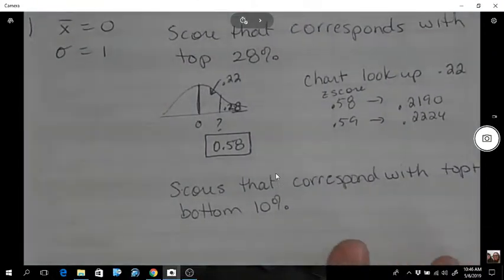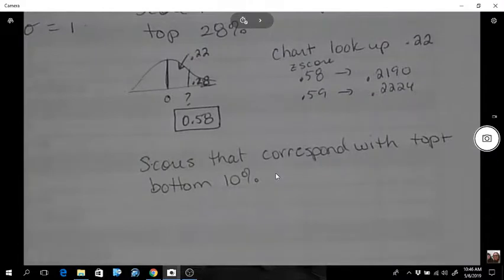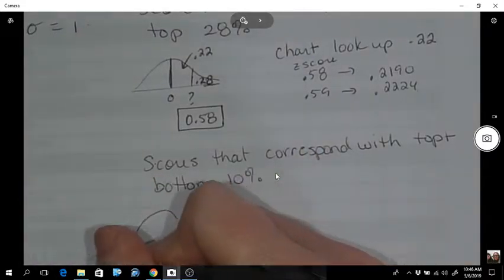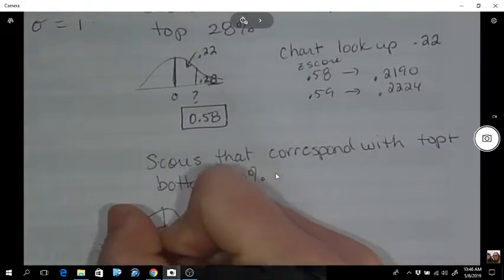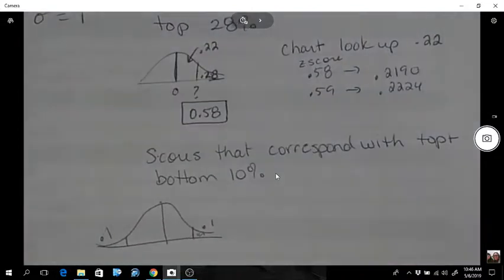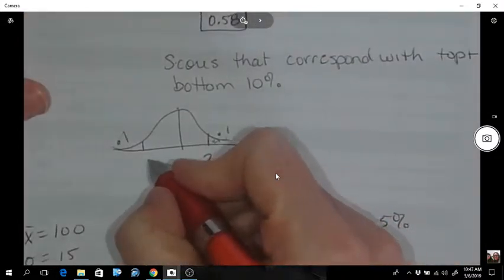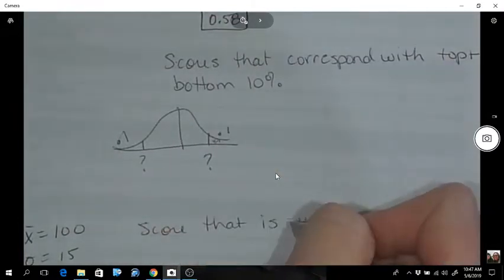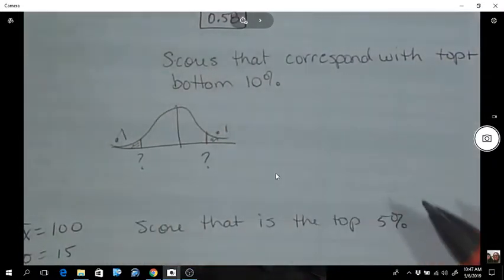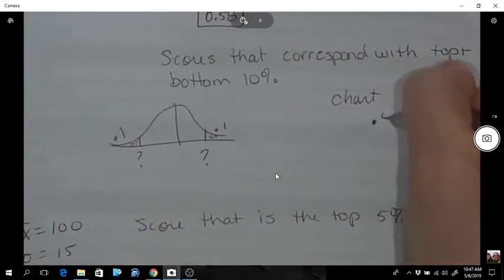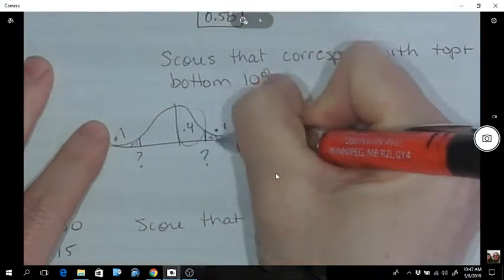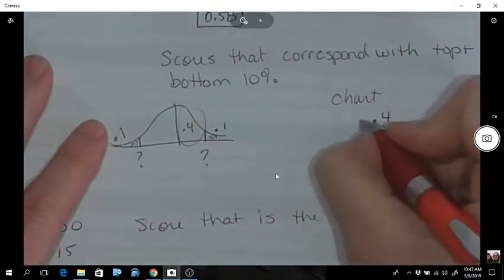Okay, find the scores that correspond with the top and the bottom 10%. Okay, so what are we looking for visually? So that's the visual of what we're looking for. And we're trying to find the scores that relate to that. So what are we going to look up in the chart? We're going to look up 0.4, right? Because if there's 0.1 above, there's 0.4 below.